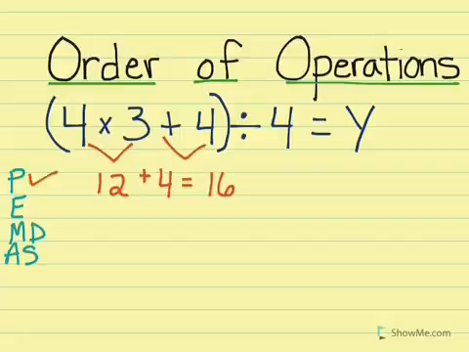So I've done the parentheses. I have no exponents. Next up is multiply, divide, left to right. Well, the only thing I have left is to divide by 4. So I'm going to take 16 divided by 4, and I know my math facts, so I know that's 4. Therefore, y equals 4.